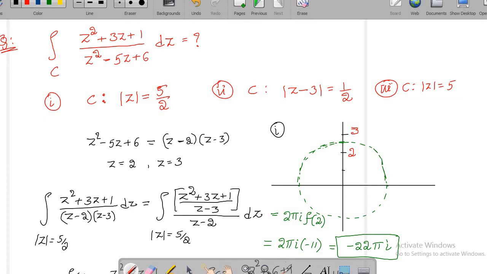Now you think about the second problem. If you look at the second one, you can directly see mod z minus 3 equal to 1 by 2. It means it is a circle centered at 3 with radius 1 by 2. So the radius is 1 by 2, and this is what you'll have. This is the second curve. Just to identify, let me name it as C2.